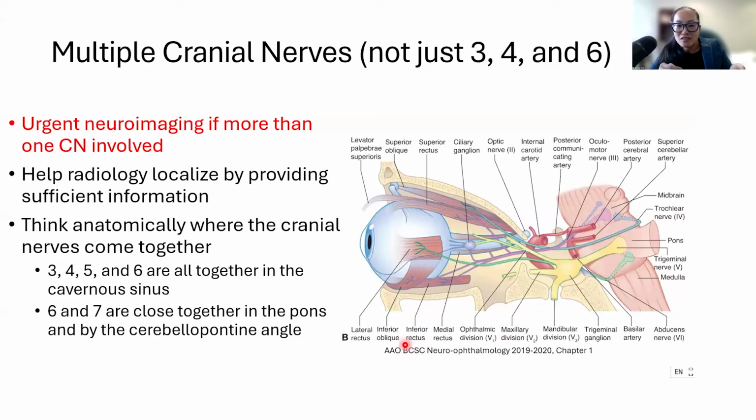Remember 6 and 7, like if you have an abduction deficit and you also have a facial palsy, that can only really be in the pons and by the cerebellopontine angle, because that's the only place where the two of them are together. And so it is more likely for one thing to hit two things together. So if they're close together, don't think about where they are anatomically separately, but where are they the closest together? And so this will then help your radiologist localize the lesion much better if you tell them exactly where you're looking for a lesion.